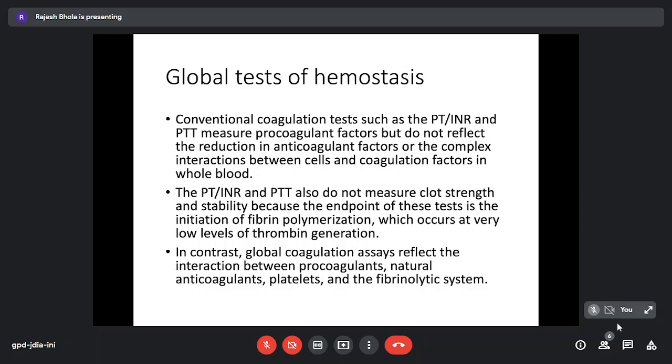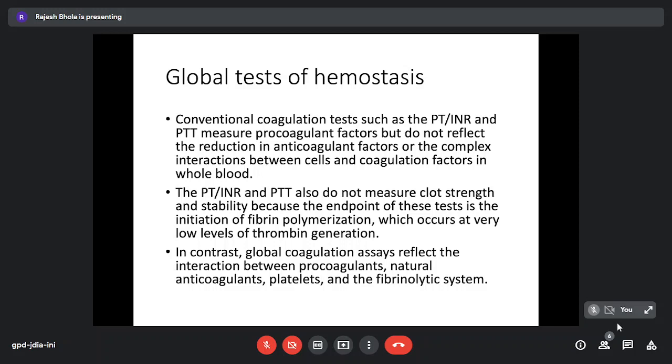Similarly, in contrast, if a global test is available, it can indicate, number one, all the interactions between procoagulant factors and anticoagulant factors, the interaction between the cells and the coagulation factors, and the post-clot formation, that is the stability of the clot and the fibrinolytic pathway. Those kinds of tests can ideally indicate the hemostatic abnormality more in a liver disease patient.